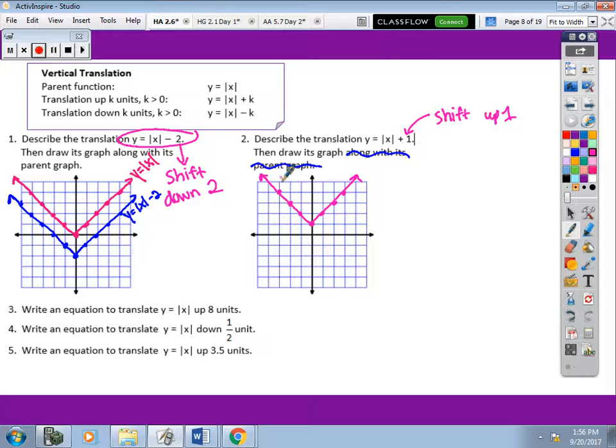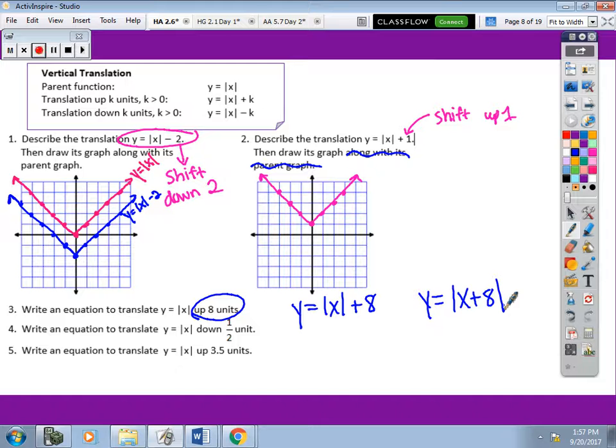Oh, no, I did describe up here. The next few ask you to write an equation that would represent the translation. So we're moving it up 8 units. That'd be y equals the absolute value of x plus 8. Now, be careful.